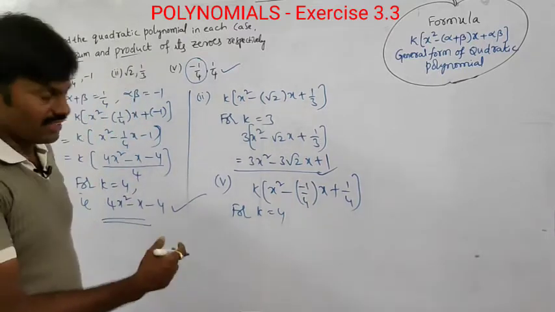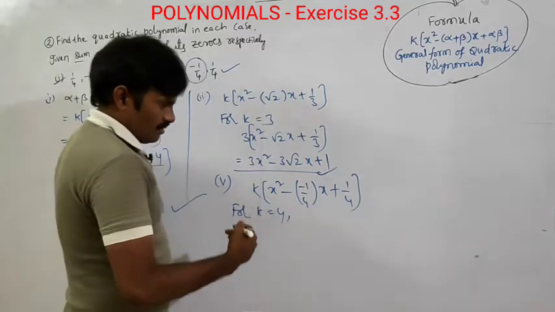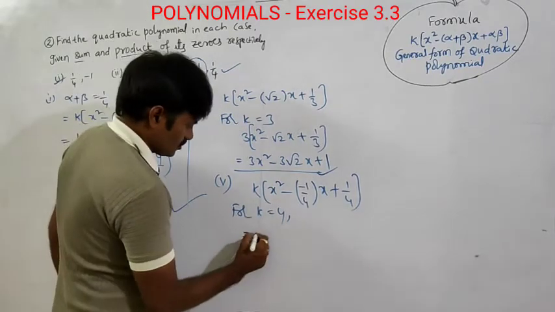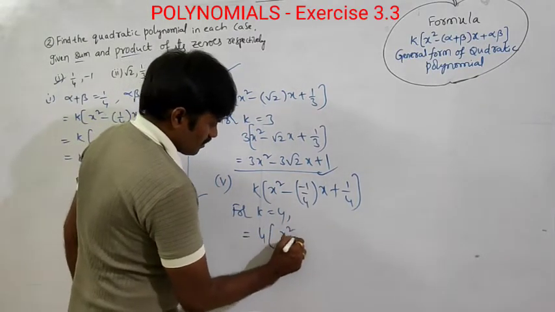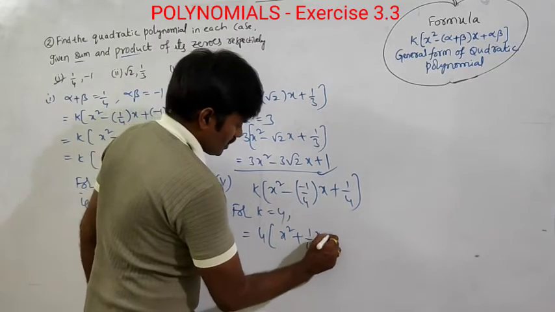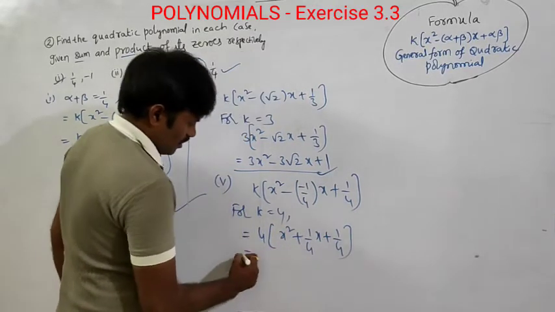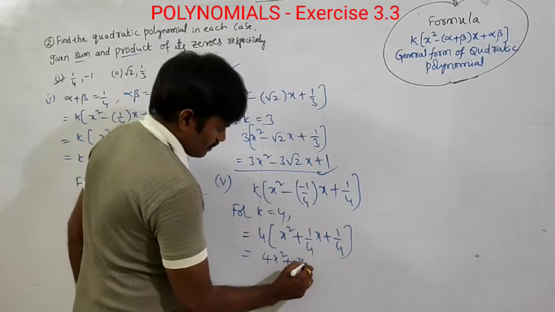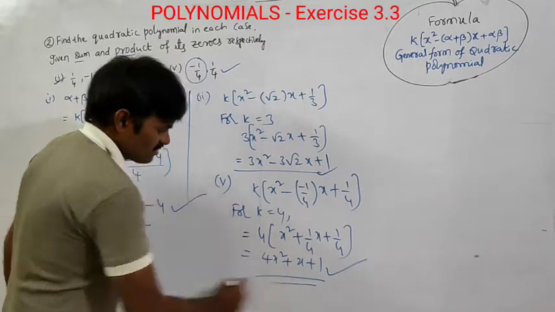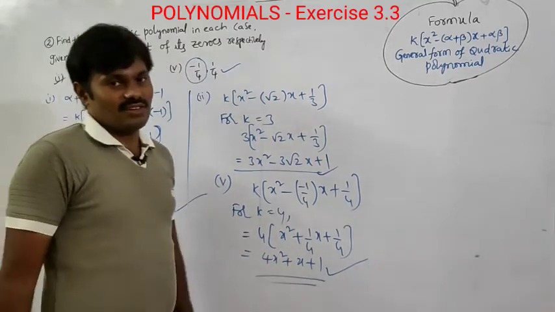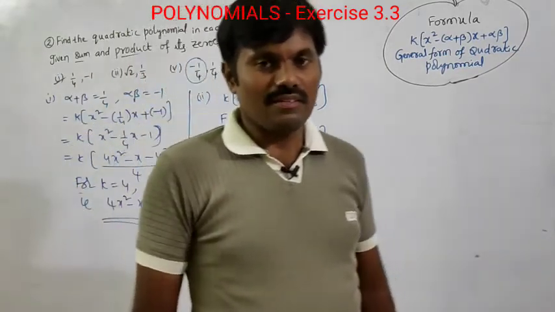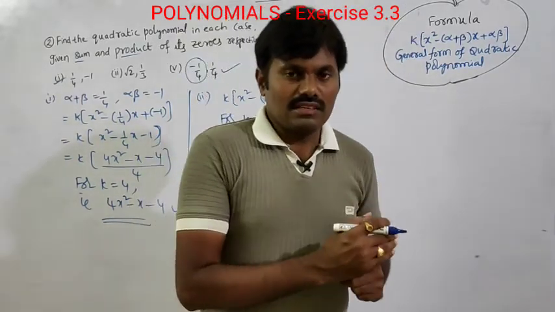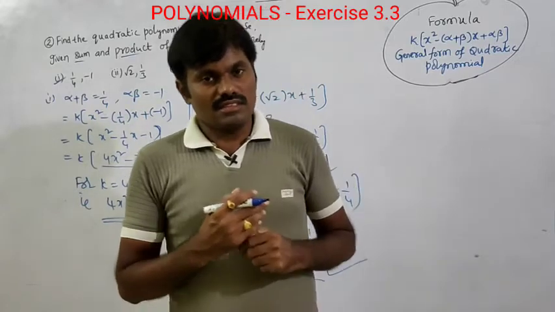I am solving directly, but while you are solving, write in detail stepwise. So it becomes 4 of (x square minus (minus 1 by 4) into x plus 1 by 4). By using the distributive property, it becomes 4x square plus x plus 1. This is the final answer. Like this you have to find the quadratic polynomial when the sum and product of the zeros are given.